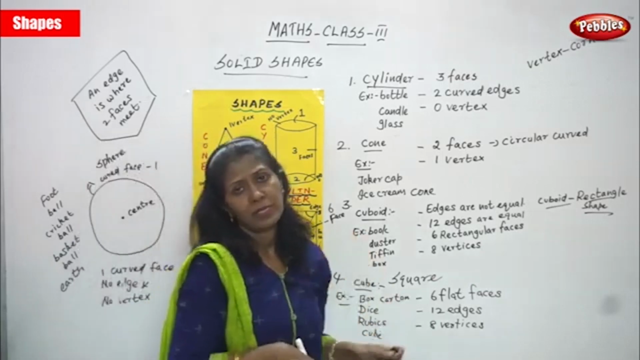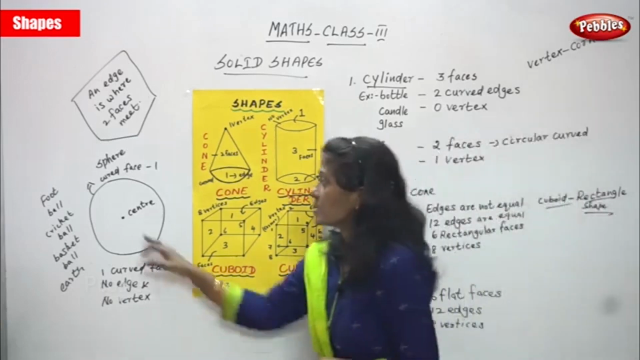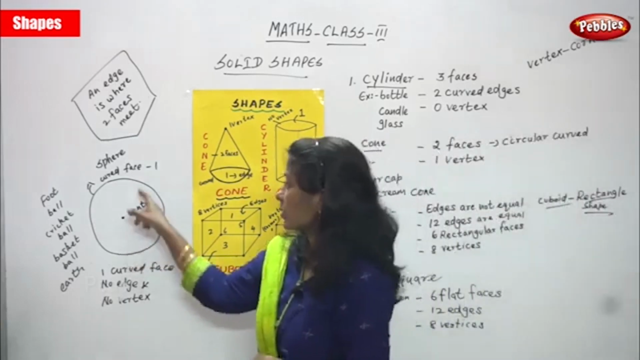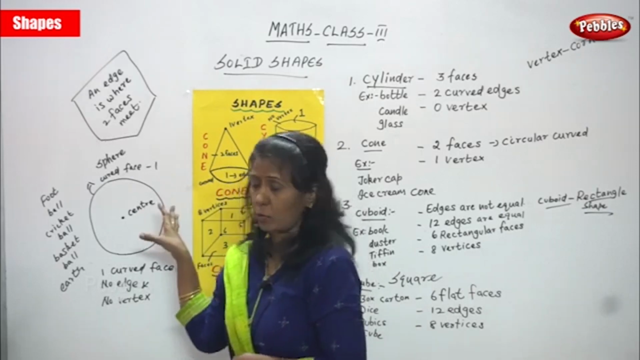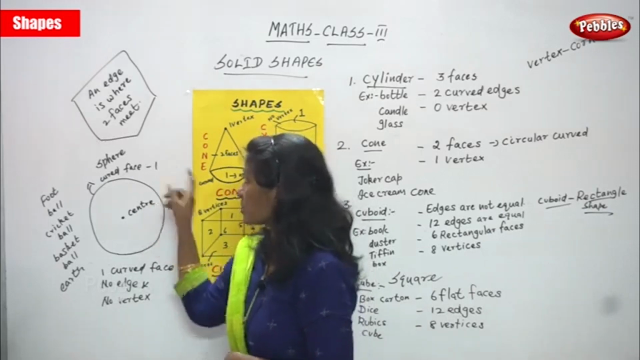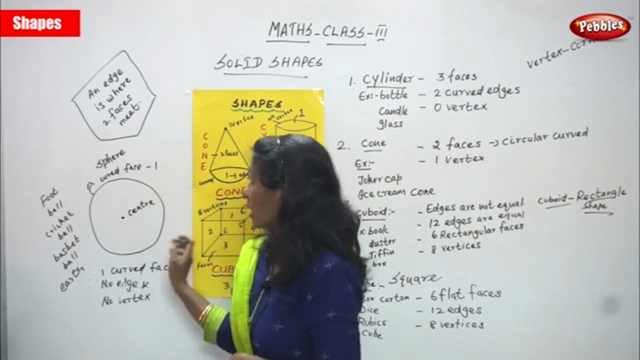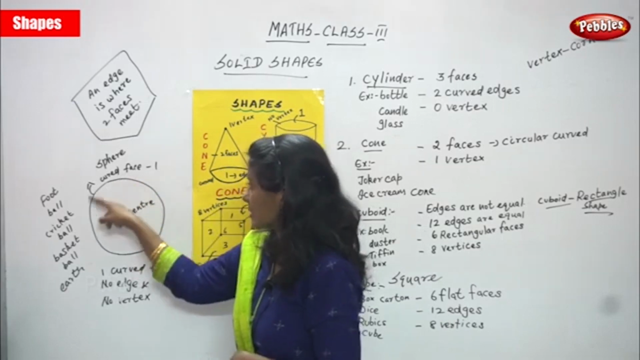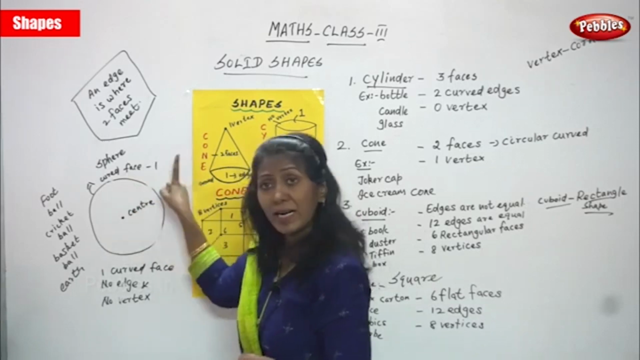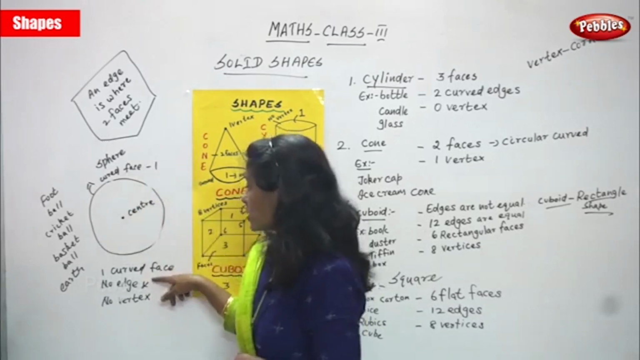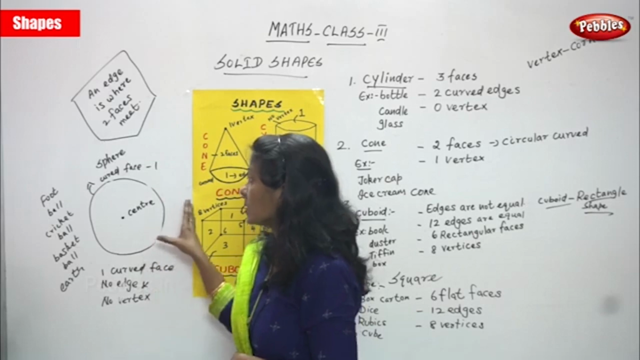corners and vertices. Okay, now there is one more shape I left out, so I just want to tell you. It's like a circle. Generally we call it a sphere. Sphere means what? It is a curved face. It is completely a curved face, only one curved face, and no edge and no vertex. So this is the sphere.